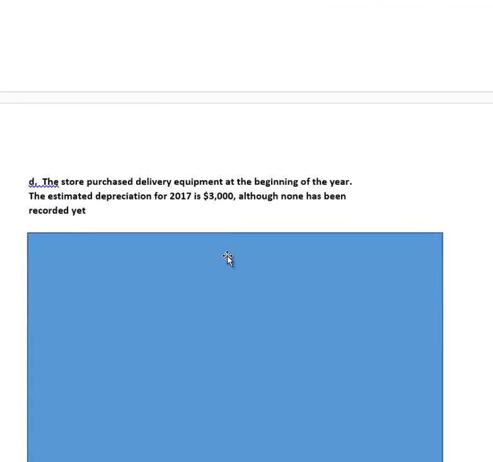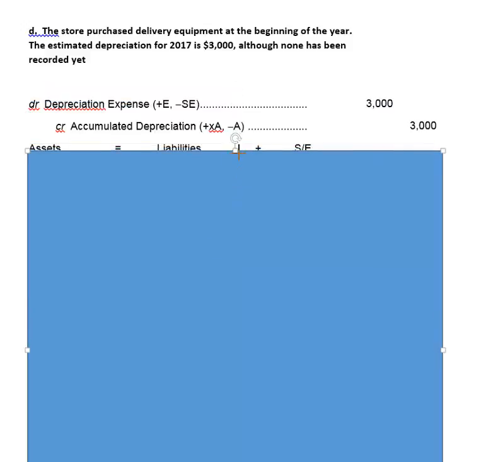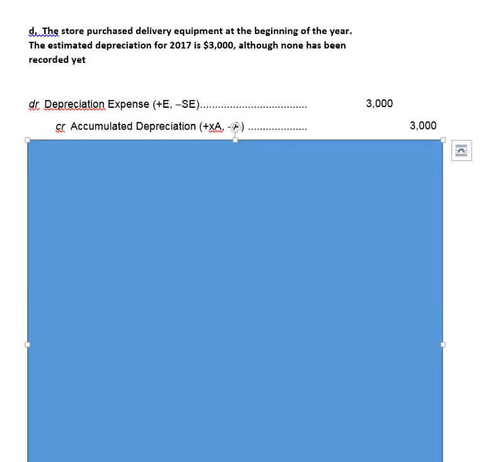Now, let's go down to our fourth transaction. And you can see here we're dealing with depreciation. ABC Company purchased delivery equipment at the beginning of the year. That must have been at the beginning of the year 2017. They're estimating that depreciation is going to be $3,000, but they haven't recorded it yet. Well, the standard entry to record depreciation is what? A debit to depreciation expense and a credit to accumulated depreciation. And that's going to be for $3,000.